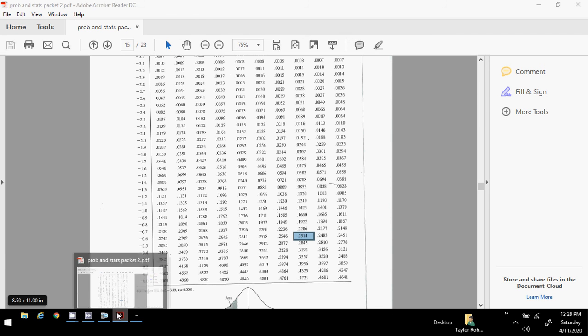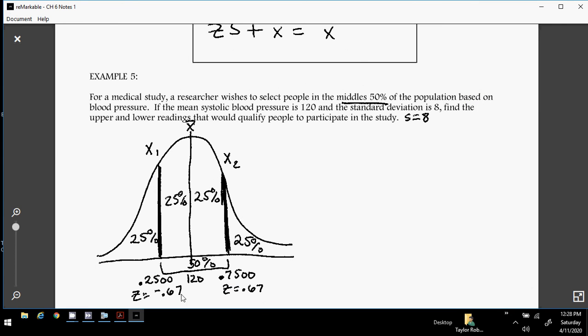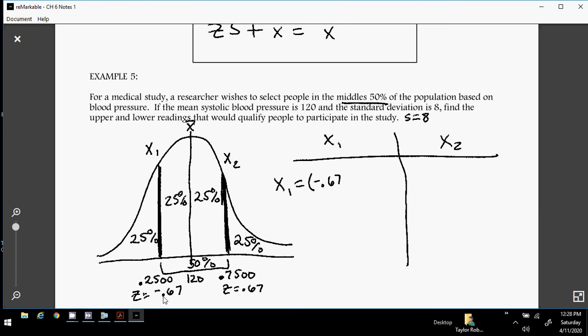Alright, so now I have a lot of information. I've got my Z's, I've got my S, I've got my X bar, which according to this is all we need. Okay, so we're going to solve for X1 and X2. We're going to use that equation up top. So the Z value for X1 is negative 0.67, so I'm going to write that negative 0.67. My S is 8. And then I'm going to add my X bar, which is 120.